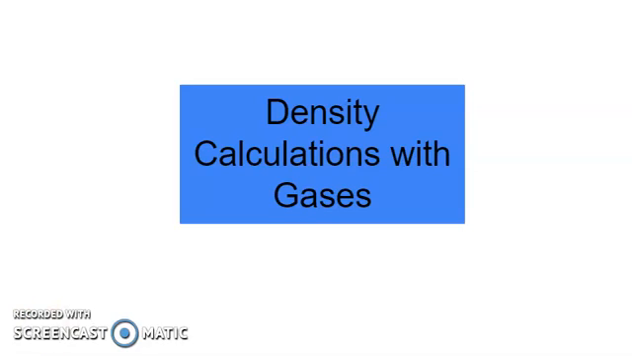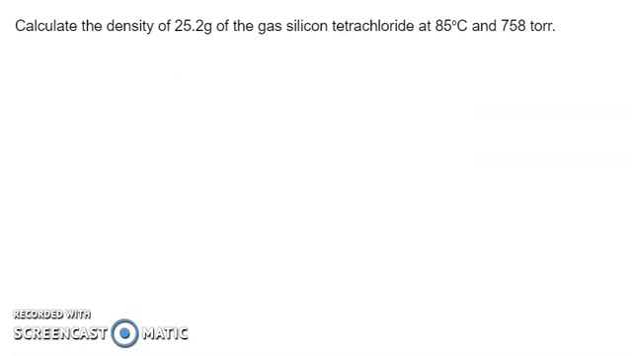The first would be density calculations with gases. Now, these are definitely in your wheelhouse. You just need to be smart about how you're setting up your problems. Let's take a look at a sample calculation. Calculate the density of 25.2 grams of the gas silicon tetrachloride at 85 degrees Celsius and 758 torr.